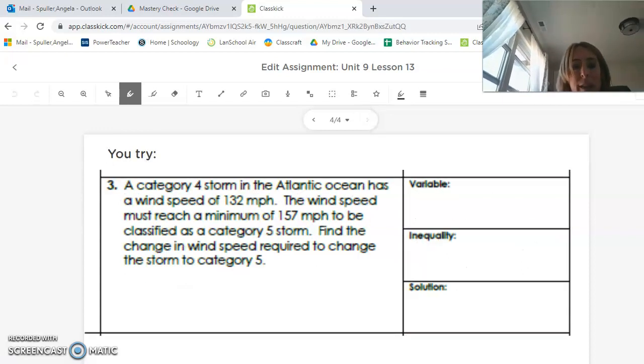All right, go ahead and pause this video, read through this problem, find the variable, translate or write the inequality, and then solve it.